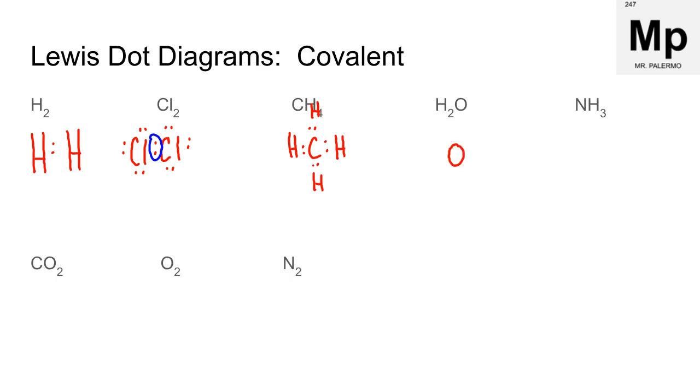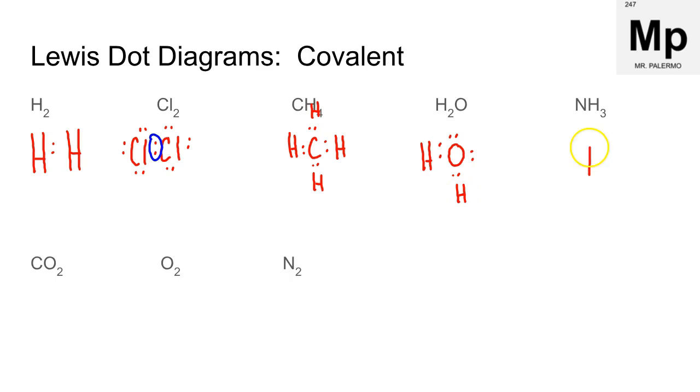H2O, I'll start with my oxygen. It has 6 valence electrons. 1, 2, 3, 4, 5, 6. So I have 2 unpaired electrons, so I have my 2 spots to bond. So I bring in my hydrogens. Again, they bring 1 valence electron. And so now we have our bent-shaped molecule of water.